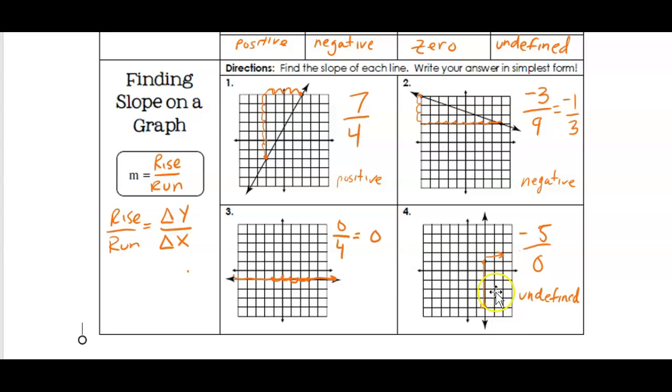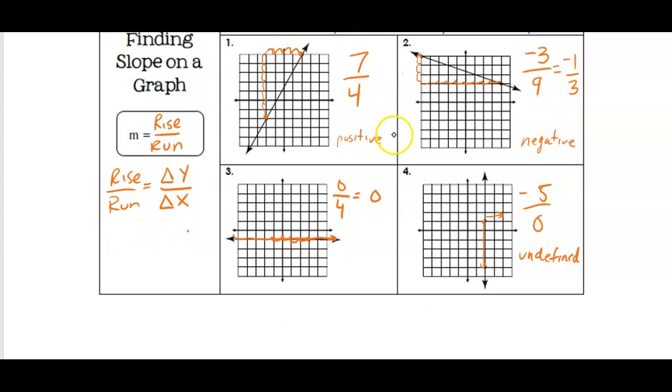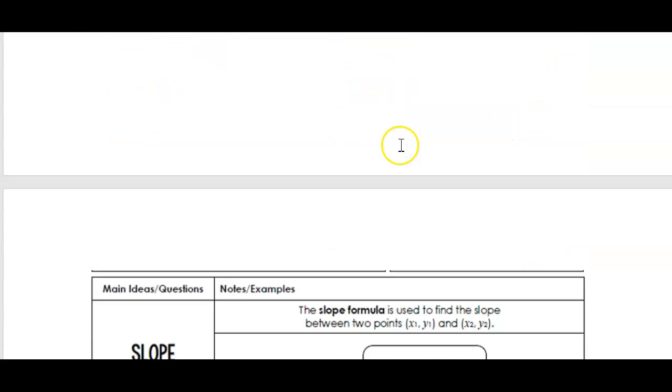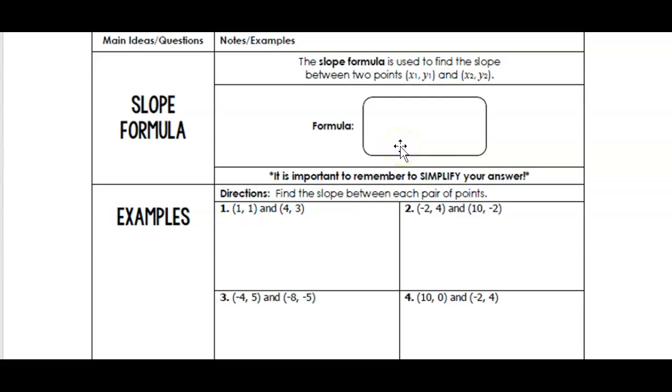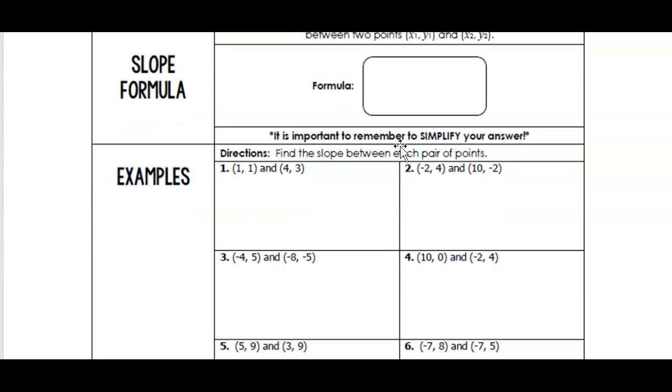Okay, hopefully you remember these from middle school. We always do our y first, then our x, rise over run. Okay, and now our slope formula. Now we get into a specific thing here. M equals y2 minus y1 over x2 minus x1.